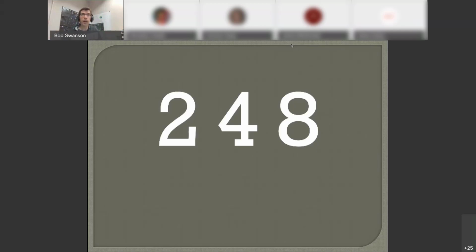Another group said 3, 9, 27. They gave me 5, 25, 125, which is clearly not doubling. But it's essentially an exponential kind of pattern. You take the first one, and it's a number to the x, right? 3 to the first power is 3, 3 squared is 9, 3 cubed is 27. Or 5 to the first power is 5, 5 squared is 25, 5 cubed is 125. That was the rule they proposed. Turns out that's not the rule either.